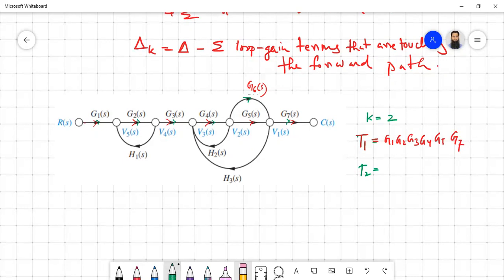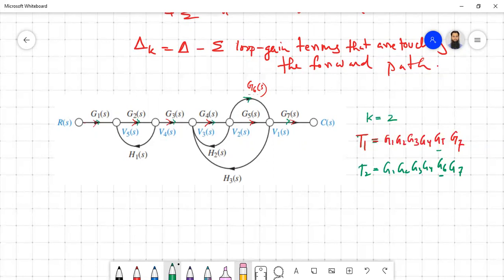And what is the other forward path? G1, G2, G3, G4, G6, and G7. Though this is the only difference, these are two different forward paths, and T1 and T2 are the forward path gains. So T has been explained.